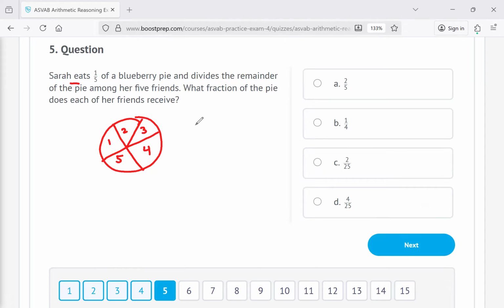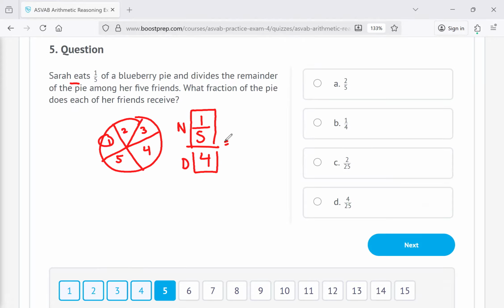So Sarah eats 1/5 of it, and she divides the remainder among her friends. If she eats 1 piece, how many pieces are left? One, two, three, 4. So she divides it by 4. So this one's a little bit strange because you have a complex fraction. Don't worry, it's okay to have a complex fraction. Just note the 1/5 is your numerator and the 4 is your denominator.